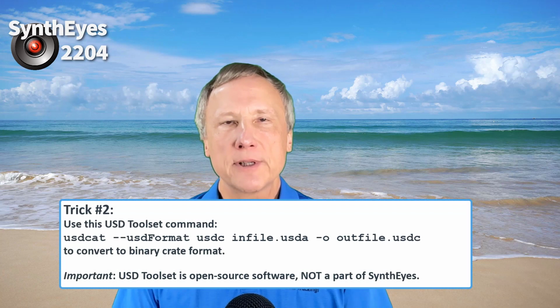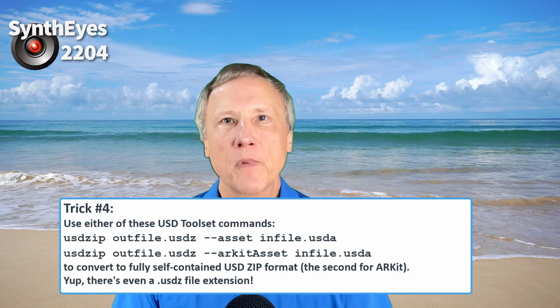Trick number 2. Use the USD Toolset's USD cat command to convert to USD binary files for reduced size and load time. More on the USD Toolset shortly. Trick number 3. Use USD View to see the exported scene with no additional application, as we were doing earlier. Trick number 4. Use USD Zip to convert to a self-contained zipped file format. The USD file exported by SynthEyes is self-contained to start with, but USD Zip will include the source images also, and zip compress them into one file.